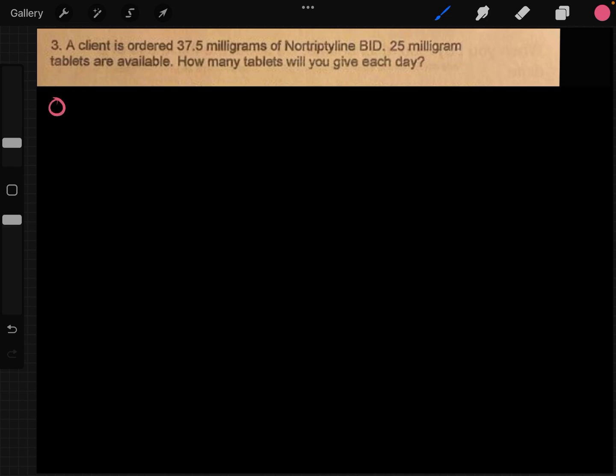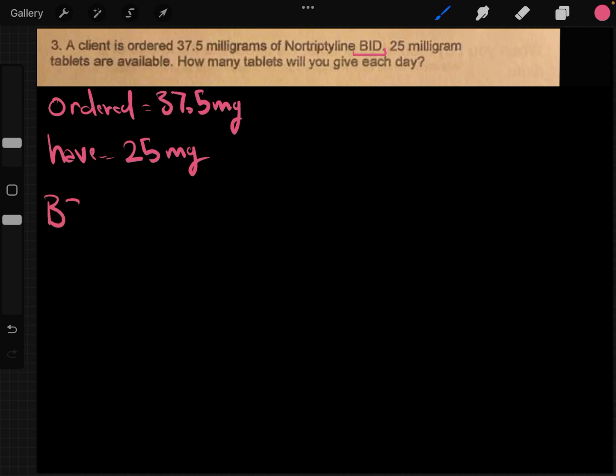So for this, our ordered amount is equal to 37.5 milligrams. What we have is 25 milligrams. In this one, we have a keyword, BID. BID in medical terms means 2 times a day. So this medicine is administered 2 times a day. And the question is, how many tablets will you give each day? So for the math, we're probably going to double it at the end.